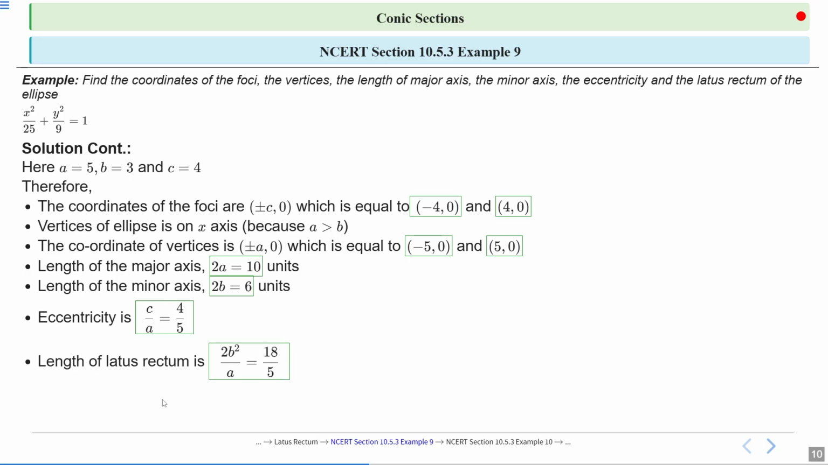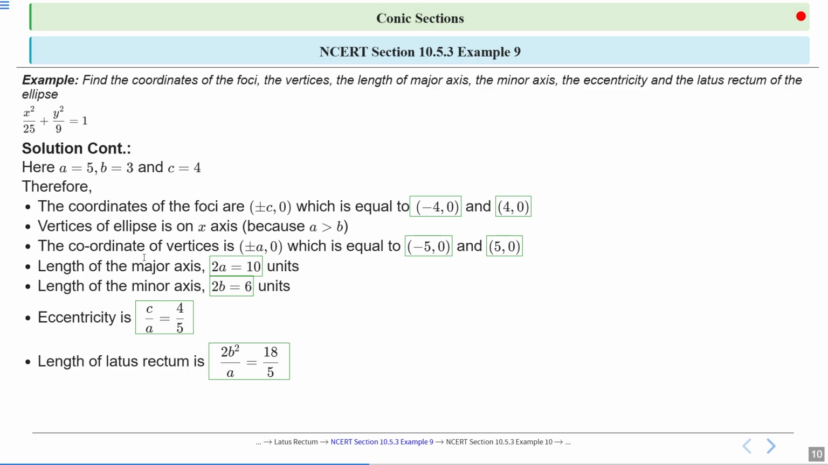And length of latus rectum, in this case a is greater than b, so length of latus rectum is 2b square upon a. And b is equal to 3 and a is equal to 5. Put the values of a equal to 5 and b equal to 3 in this formula 2b square upon a, then you will get length of latus rectum is 18 upon 5. So length of latus rectum is 18 upon 5.